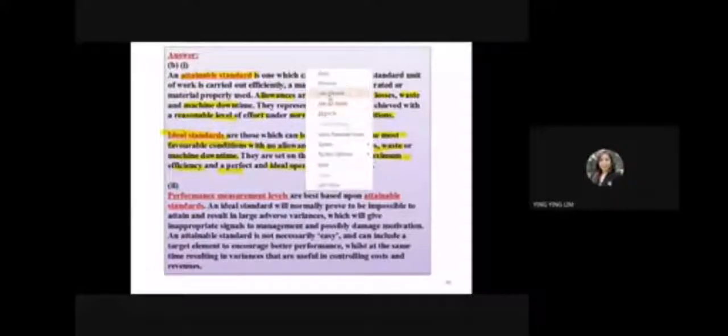So what is ideal standard? Ideal standard is based on a perfect working environment. So this one, ideal standard can be achieved under the most favorable condition where we don't have allowance for normal loss, normal waste, or normal machine downtime. So they are set on the assumption of maximum efficiency and a perfect and ideal operating environment.